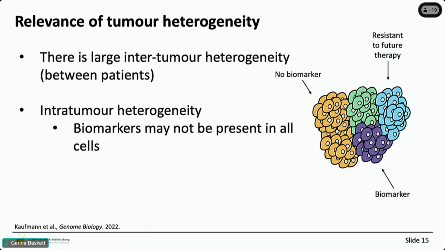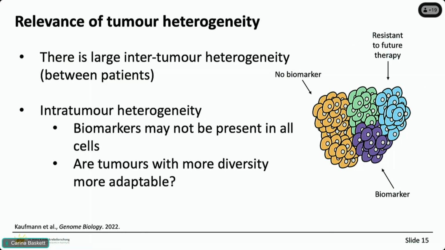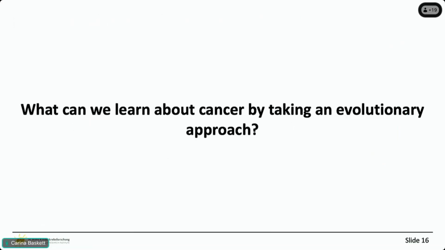And this actually has impact in terms of therapy or, of course, making predictions for how patients might behave in the future. And of course, one of the hypotheses that we have is that some of these tumors that are more diverse might also be more adaptable, and they might also have subclones that are already present that are resistant to therapy in the future. So that was my sort of whistle-stop tour of an introduction into cancer evolution.